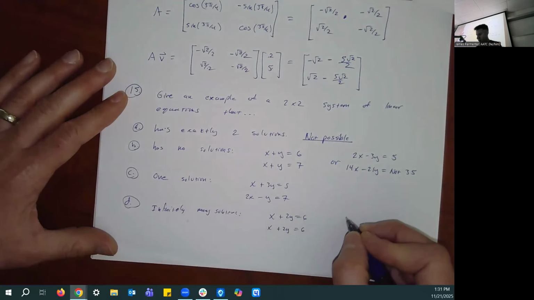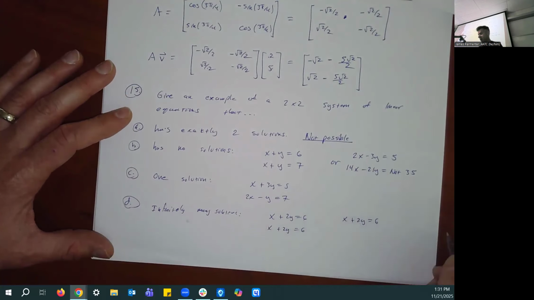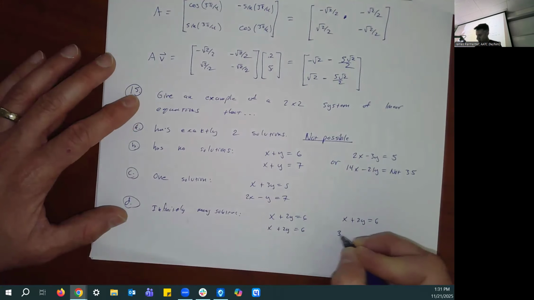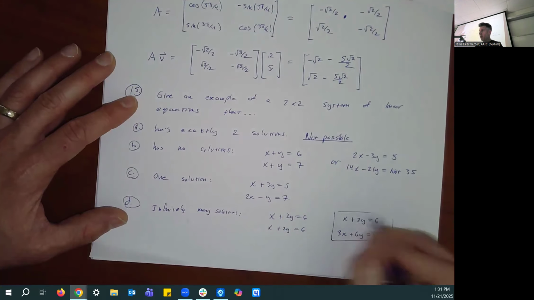But I guess a more typical, better, safer choice would be multiplying this whole equation by any number you like, other than 0. So 3x plus 6y equals 18. This is probably a better way of thinking about that.